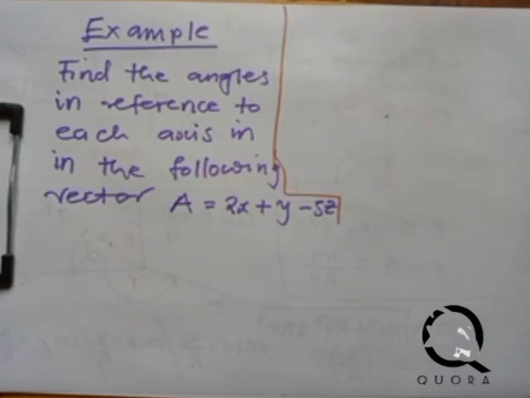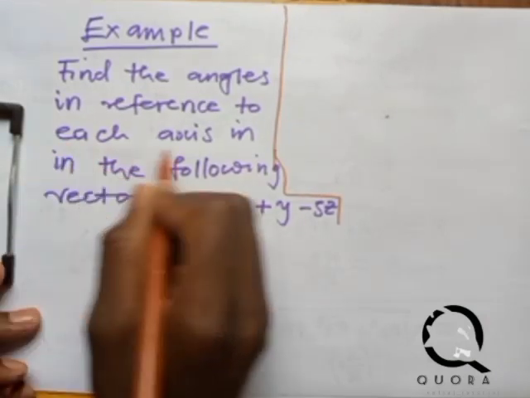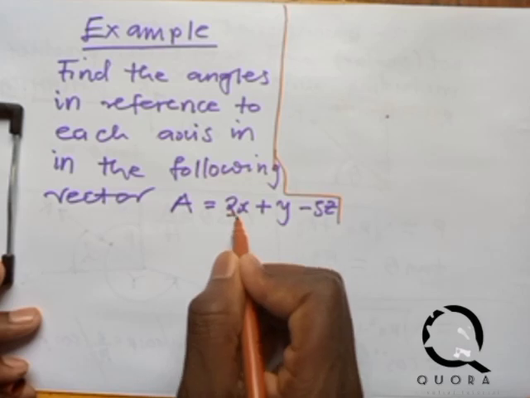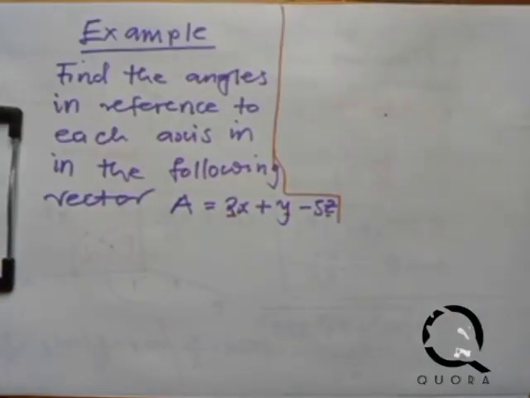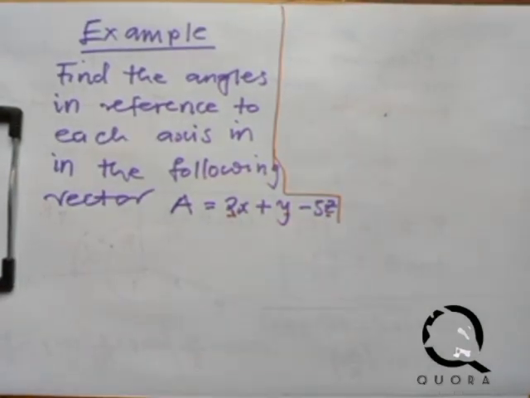Here, before you even start calculating, look at what they're saying with reference to each axis, meaning that you are going to find the angle with reference to x, y, and z. But if they specify to just find the angle with reference to the y-axis, go directly to the y-axis and find the angle for that.